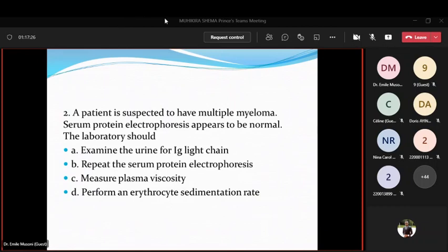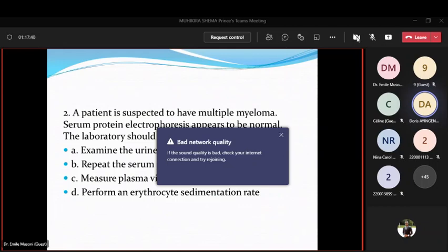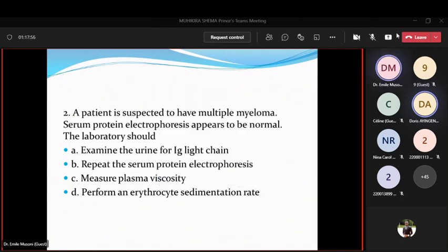I can try. For me, I can say that the answer is C. You can measure the plasma viscosity because in multiple myeloma they say that there is hyperviscosity of the blood. Thank you. Yeah, very good.